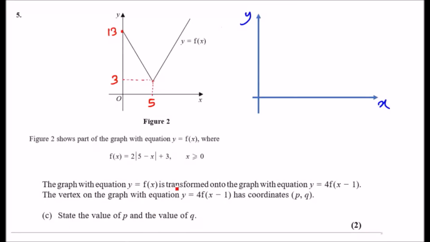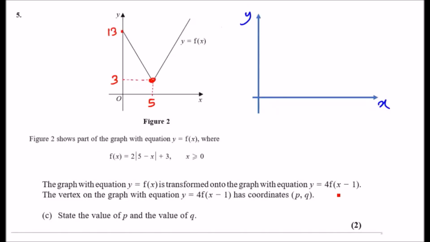So the graph of equation y equals f(x) is transformed onto the graph of equation y equals 4 times the function of (x minus 1). And the vertex in the graph of this new equation has coordinates p and q. This is talking about the vertex that's in here, so this is the vertex pq. But of course, we need to find it for the new graph. State the value of p and the value of q.